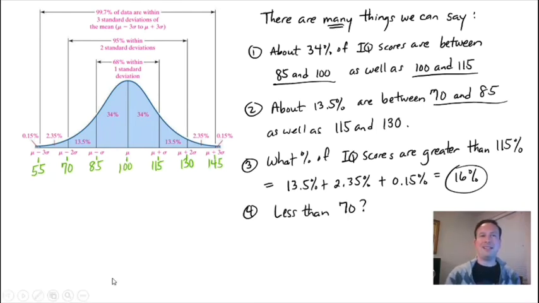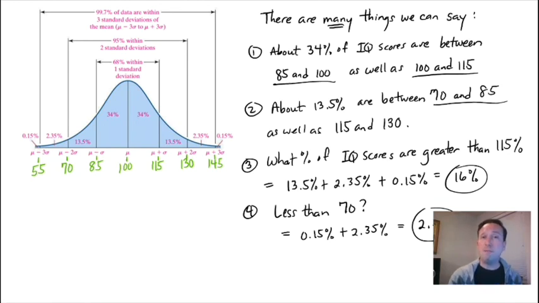What about less than 70? So find 70. Less than is anything to the left of it. So now we're going to add, there's only two wedges to the left of 70. So it's this wedge, 2.35 and 0.15. And 2.5% is the total.